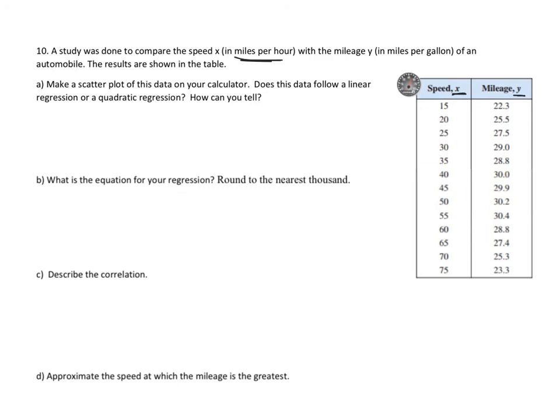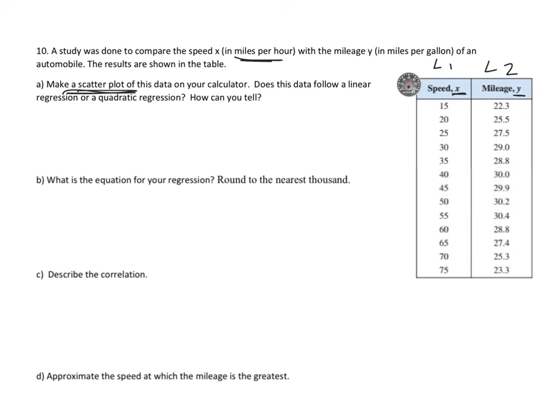So what you're going to do is make this data and put it into L1 and L2. L1 is usually x and L2 is y. When you enter that data in, now look at the next question. It says make a scatter plot of this data. And it says, does this data follow linear regression or quadratic regression, and how can you tell?